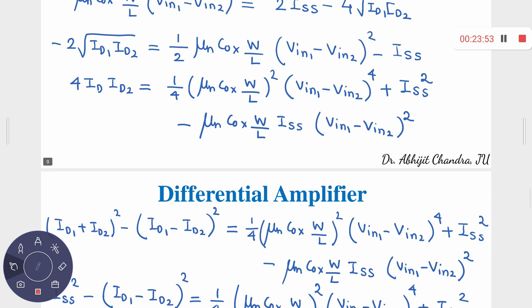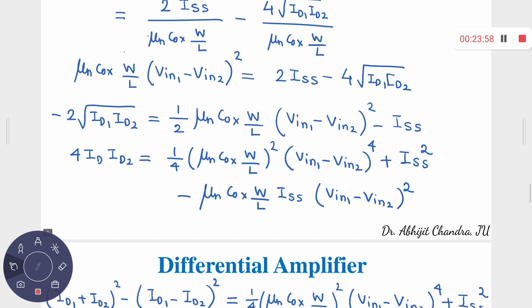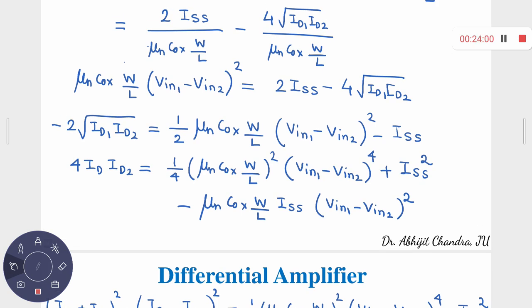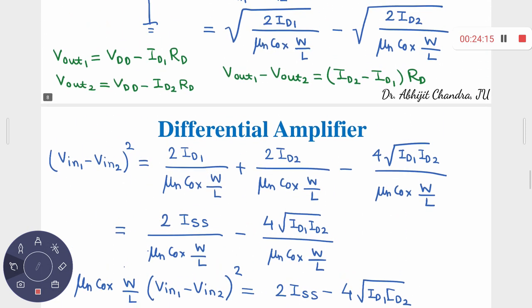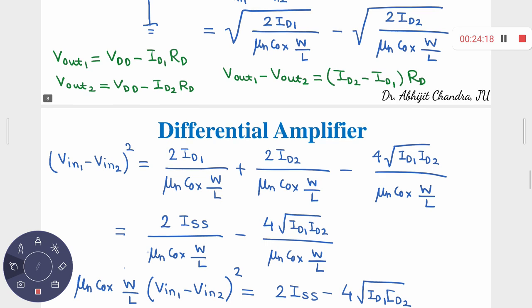Now we have 4 ID1, ID2, that means 4AB. Because ultimately what we are interested in is finding del V out and del V in. That means V out 1 minus V out 2 and V in 1 minus V in 2. V out 1 minus V out 2 is the differential output, V in 1 minus V in 2 is the differential input. And you know that V out 1 minus V out 2 can also be written as a function of ID1 minus ID2 or minus ID1 minus ID2. So that's why we are always trying to find that particular form, either ID1 minus ID2 or V out 1 minus V out 2 or V in 1 minus V in 2, not V in 1 plus V in 2.